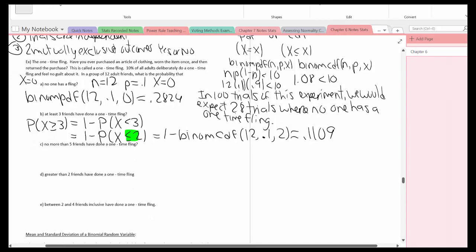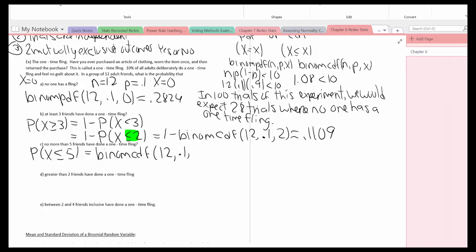Okay, let's take a look at part C. No more than 5 friends have done a one-time fling. So that is the probability that x is less than or equal to 5. Well, that's good news for us. That means I can immediately put this in. It's a binom CDF, and it's CDF because it's less than or equal to: 12, 1/10, and for this particular part, 5. Rounding that to 4 decimal places, I get this.